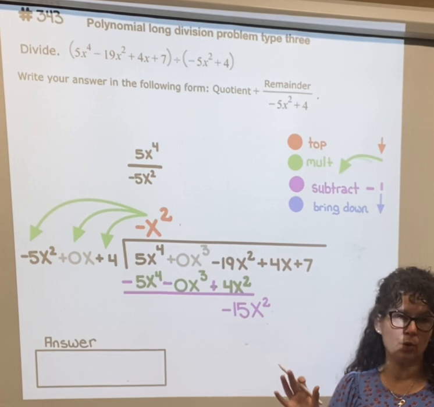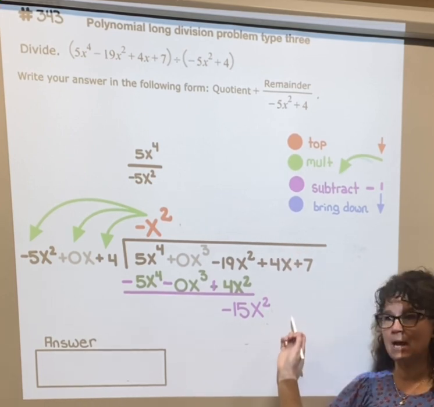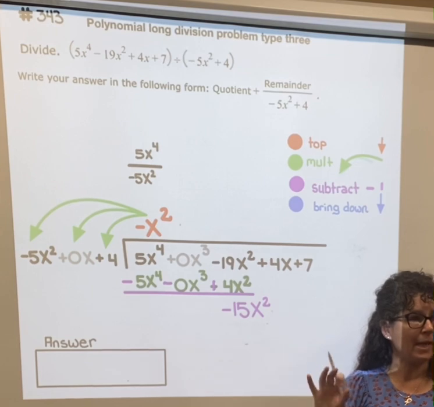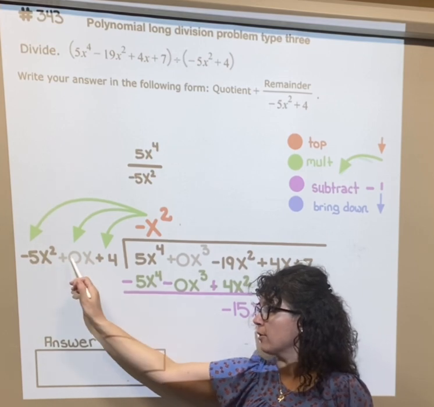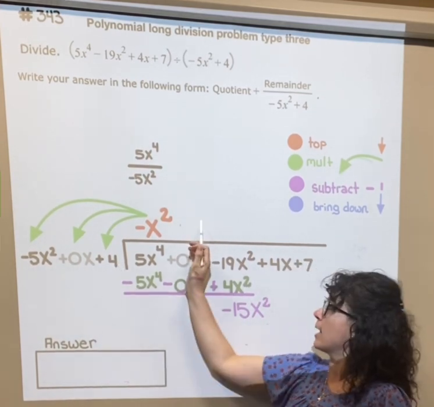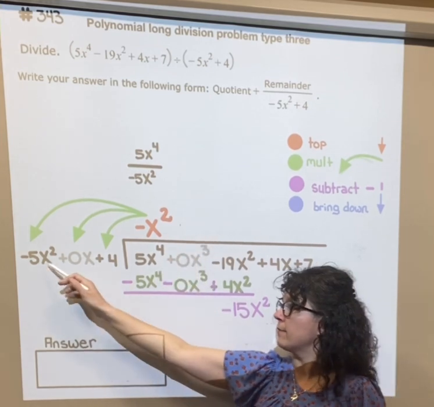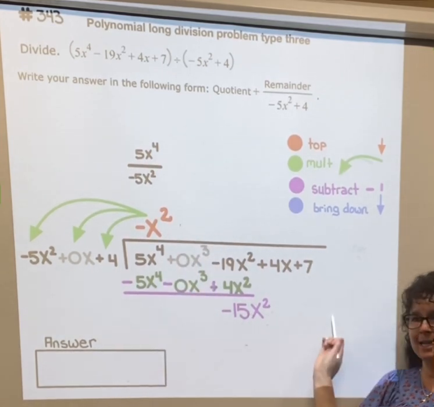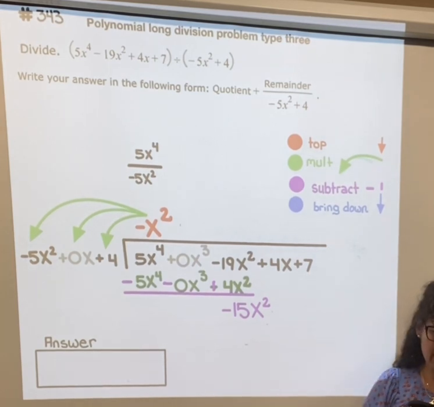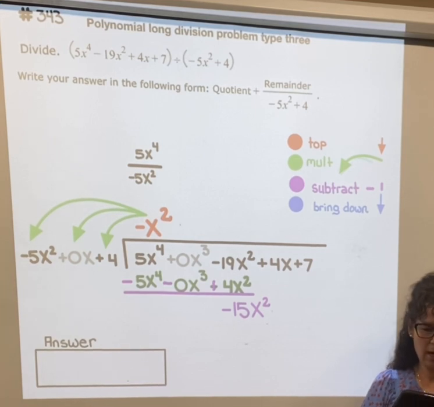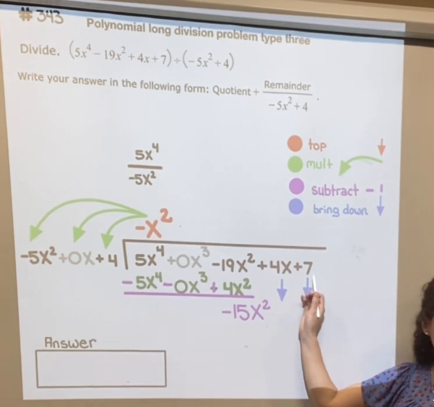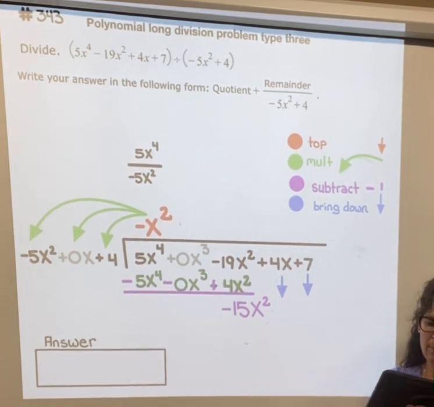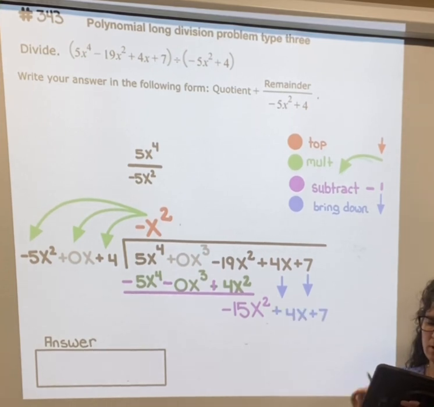Now, usually you only bring one piece down. How I can tell how many pieces I'm going to bring down is notice over here there are 3 terms. So when I get ready to figure out what goes up here, if there are 3 terms here, I should be dividing into 3 terms, which means that I need to bring down not just the 4x, but the 4x and the 7. So I bring down both of those.